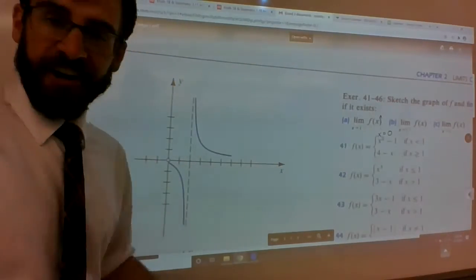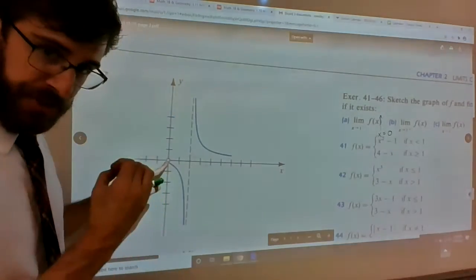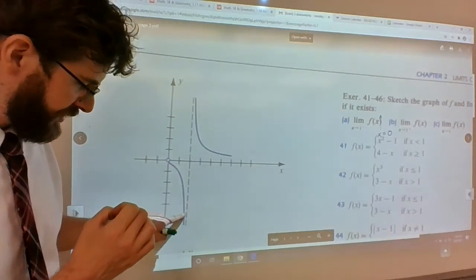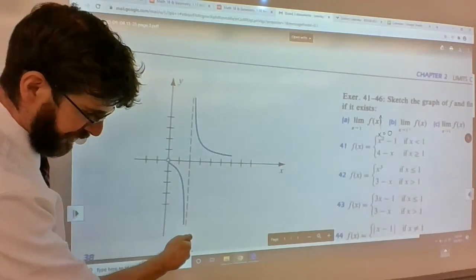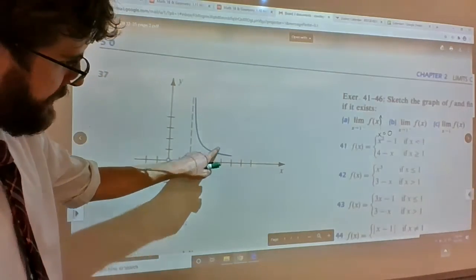All right, we got a very different function here. It seems to just appear out of nowhere at an open circle at x equals 0 and then moves to, well, it's going straight down. We have an asymptote at 2, and then it's going to go straight back up this way.